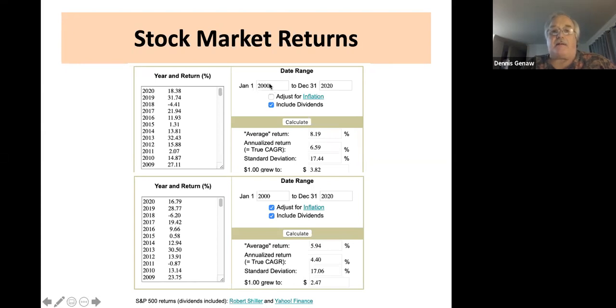And the average return over those 20 or 21 years. I always get confused when they throw the extra 2000 on there. I think that adds an extra year. So we're looking at 21 years here. The average return in the stock market was 8.19%. And then the actual compounded annual growth rate, though, is only just a little over 6.5%. When you adjust that for inflation, the average return goes down to 5.9% and 4.4% for the compounded annual growth rate.